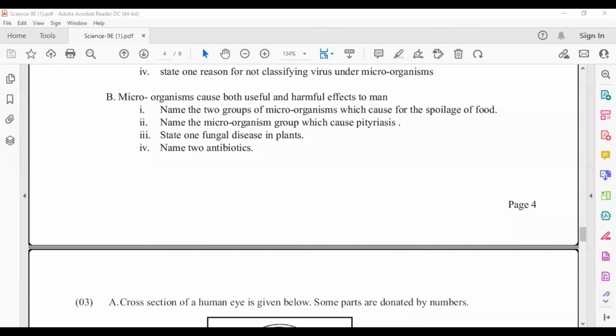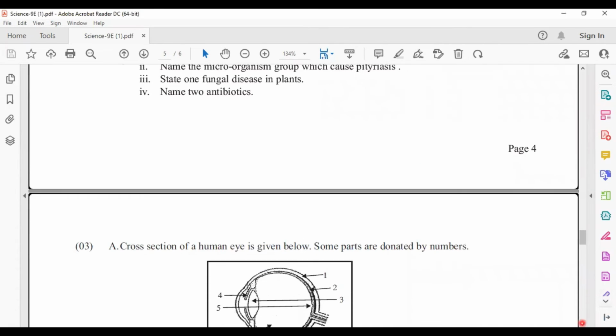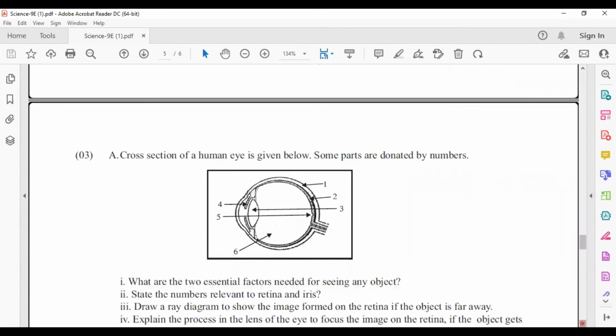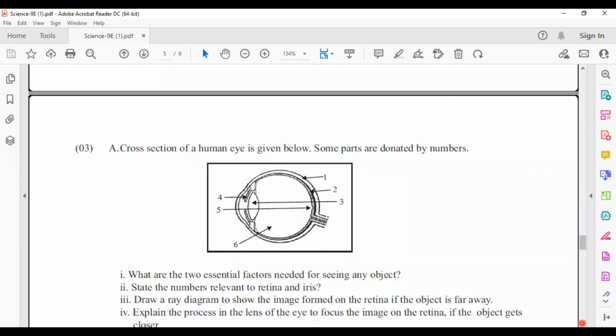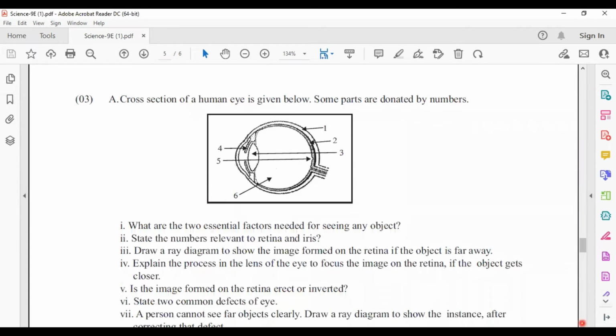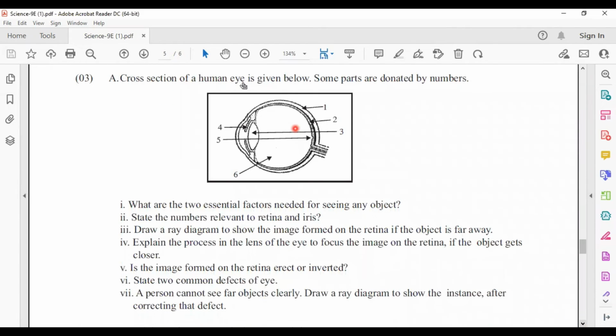Question number 3. The cross-section of a human eye is given below. Some parts are denoted by numbers. What are the two essential factors needed for seeing any object? The two essential factors are the eyes and light. State the numbers relevant to retina and iris. Retina is shown by number 2. Iris is shown by number 4.